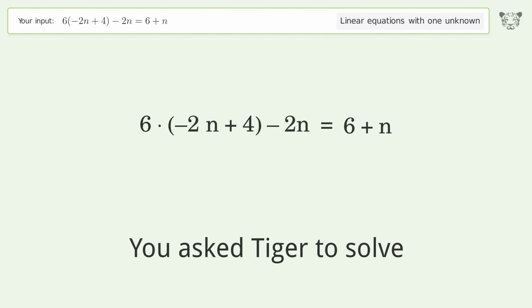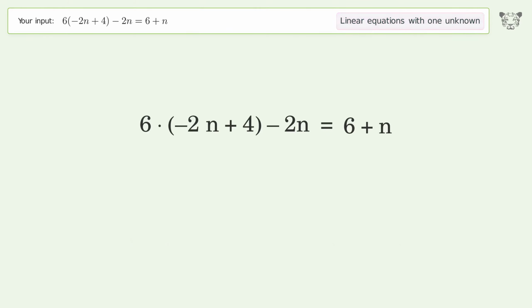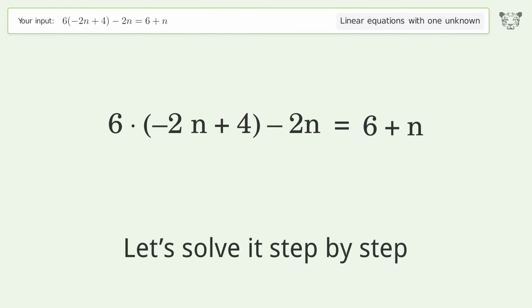You ask Tiger to solve. This deals with linear equations with one unknown. The final result is n equals 6/5. Let's solve it step by step.